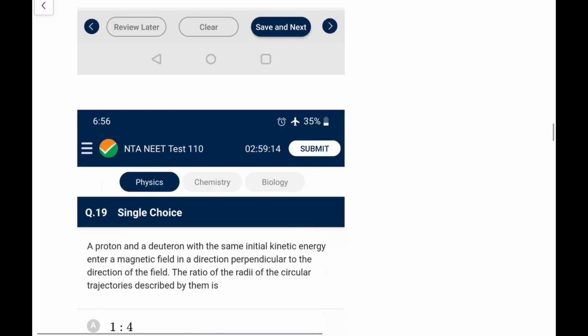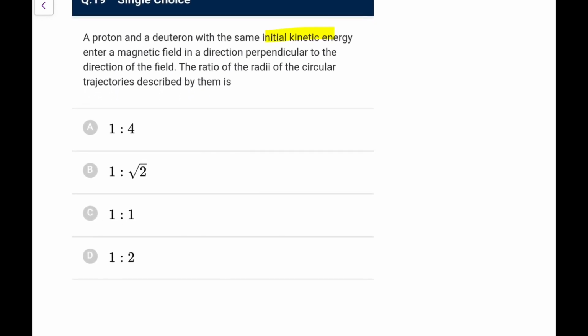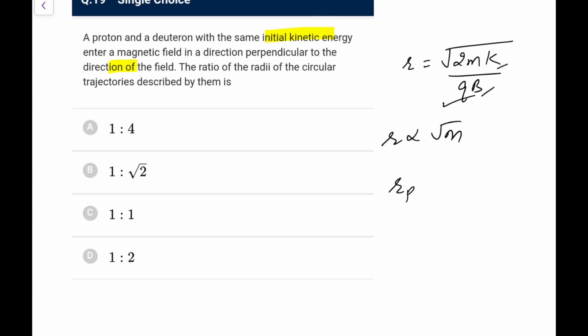Next one. A proton and a deuteron with the same initial kinetic energy enter a field in a direction normal to the direction of the field, the ratio of the radii. This is on the same concept the question is being asked. That is generally not being done in real exams. So proton and deuteron, both have the same charge, B is same, K is same, so R is again proportional to root m. So R proton to R deuteron would be root of 1:2. Go for option B here.